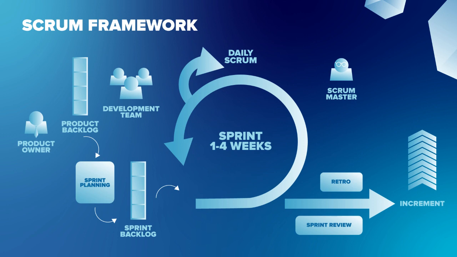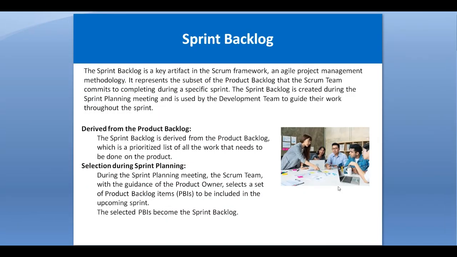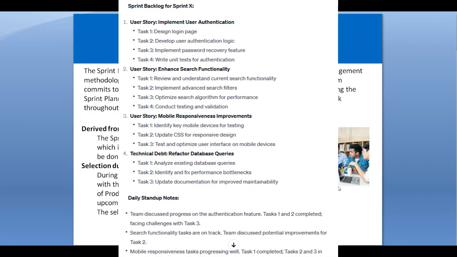The sprint backlog is created during the sprint planning meeting and is used by the Scrum development team to guide their work throughout the sprint. Now the first thing is that it is derived from the product backlog. Friends, always remember that the sprint backlog is derived from the product backlog. That means the sprint backlog is a subset of the product backlog. If the product backlog has 40 features and you have taken 10 features from it, those 10 features become the sprint backlog.